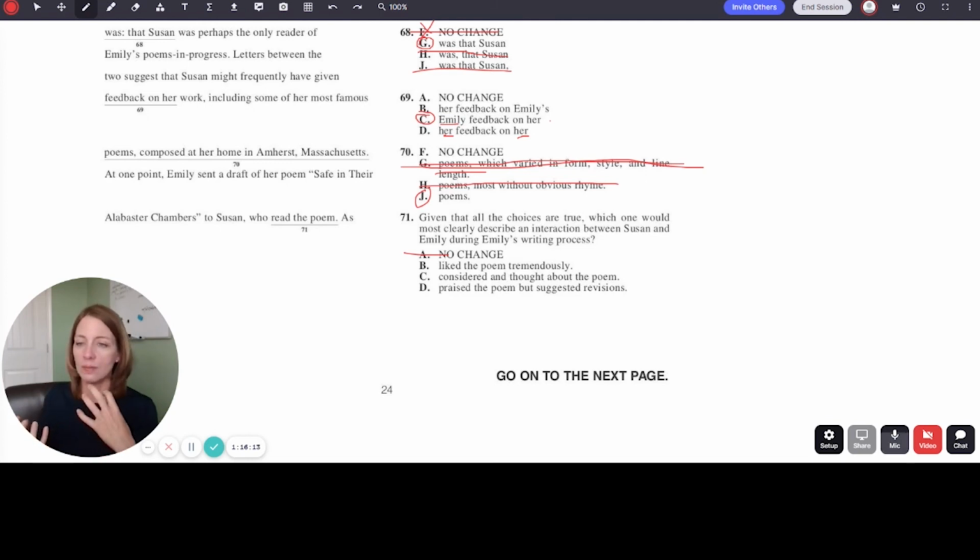Okay. To Susan, liked the poem tremendously, considered and thought about the poem, praised the poem, but suggested revision. So this is more of an interaction, not just, oh, I read it, thumbs up. But this is an action back and forth. Okay, let's go back and see. At one point, Emily sent a draft of her poem, Safe in their Alabaster Chambers, to Susan, who praised the poem but suggested revisions. Yeah, feel good about that.